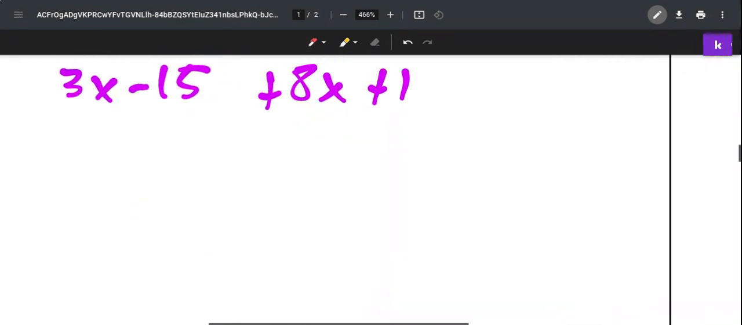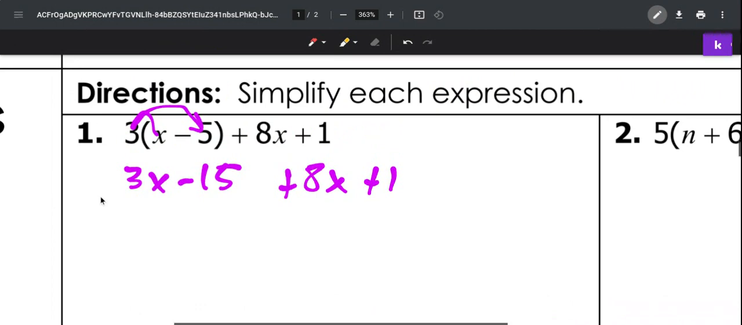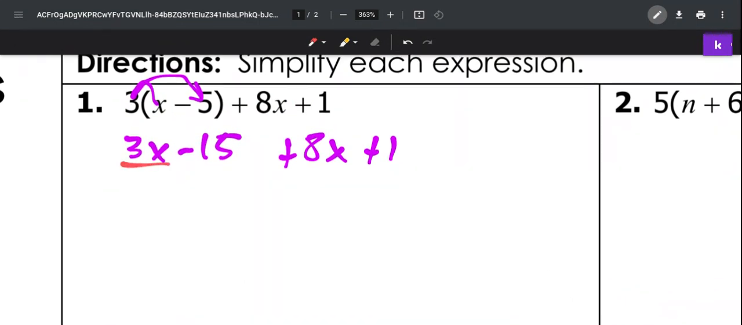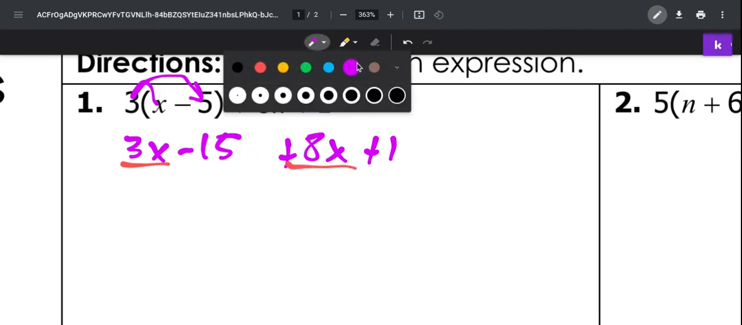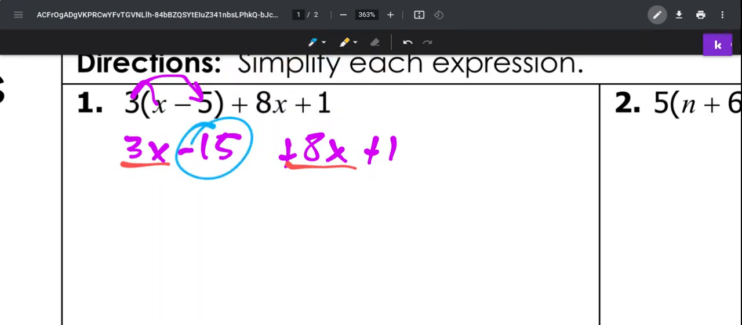So let's go check and see if we have any like terms. 3x gets 1 underline. And we want to see if any other term is a variable term with x in it, which 15's not, 1's not, 8x is. So that gets an underline. So we can underline that once, and then let's do everything else twice. So negative 15, we'll underline that twice. That's just a constant, no variable. So then we also have 1. So that gets 2 underlines.